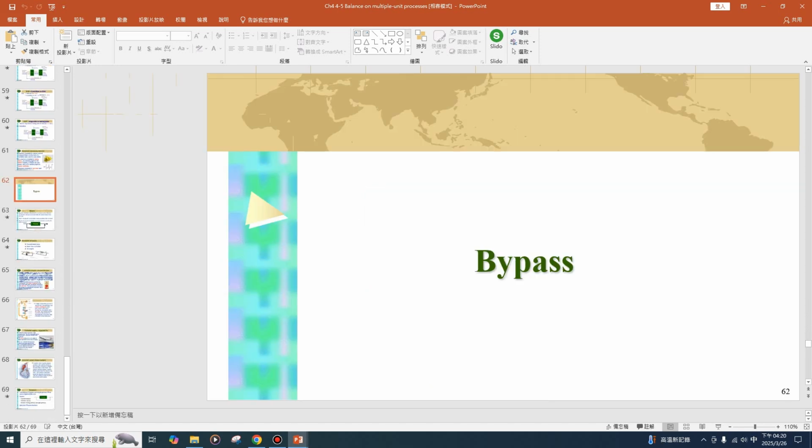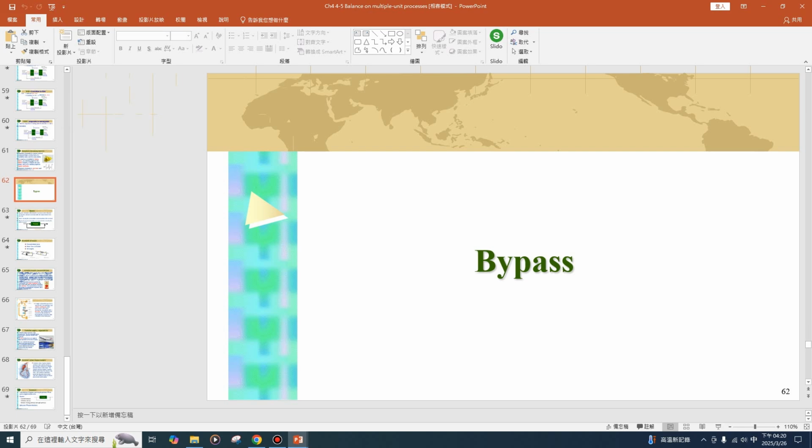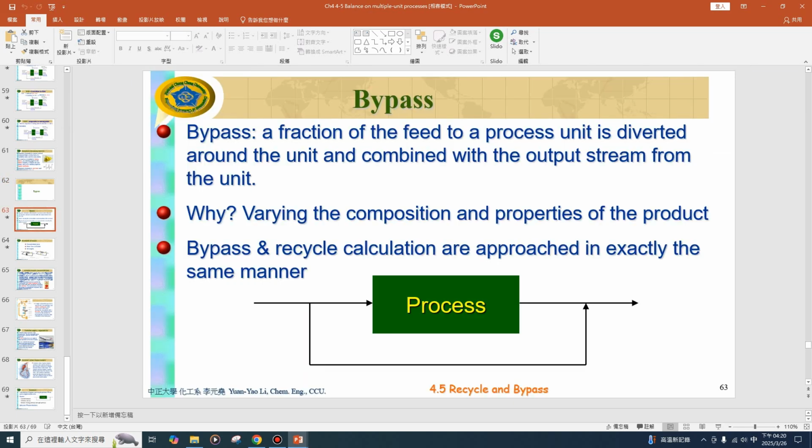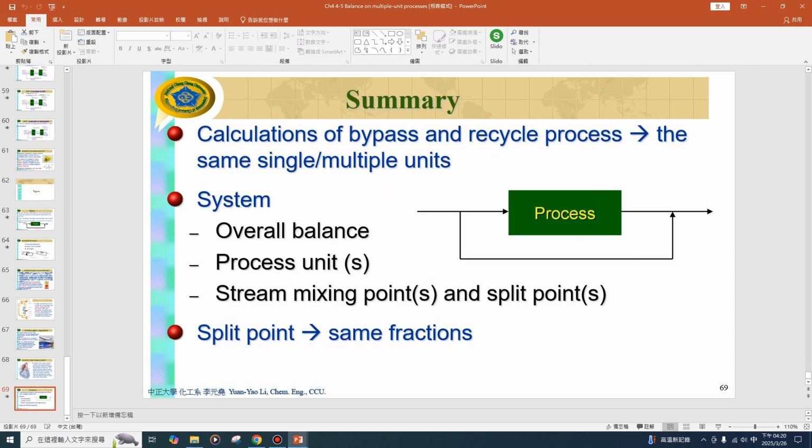Okay, and this is the example of the recycle. Remember, an example of recycle. And then bypass is another concept. If the arrow goes this way, this is recycle. But if the arrow goes this way, this is bypass, right? And we already told you some cases, examples of the bypass. So you learned this already.